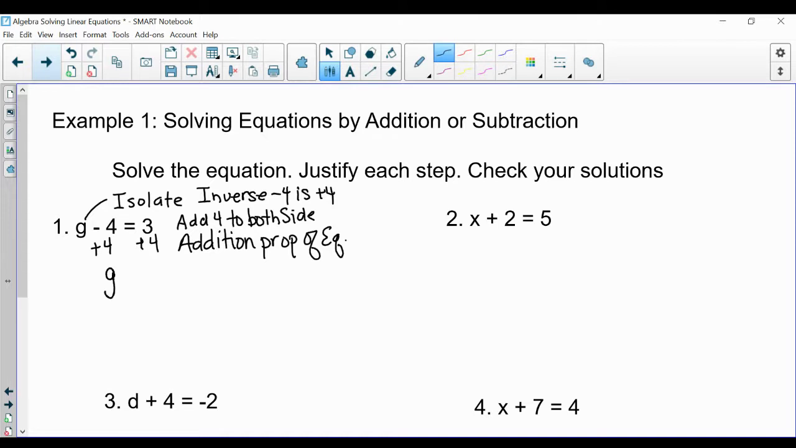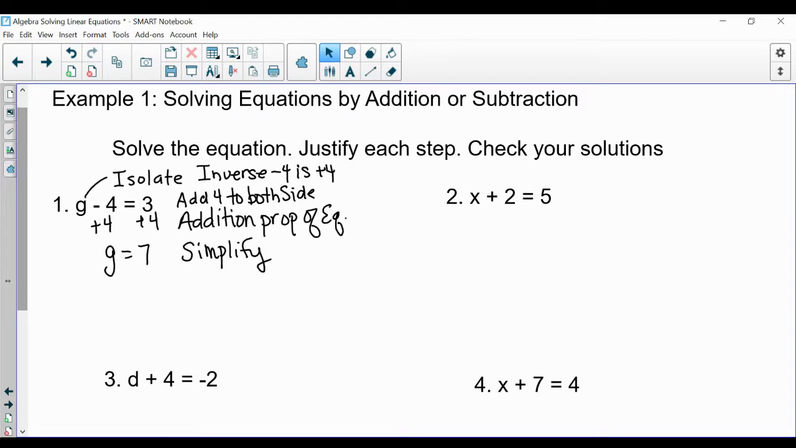So G then is equal to 7. My last step here was just simplifying. Simplify. All right, so it said to check it. So I'm just going to take that 7 and substitute it back in there. So 7 minus 4 is equal to 3. So 7 minus 4 is 3, is equal to 3. This is true, so it checks.